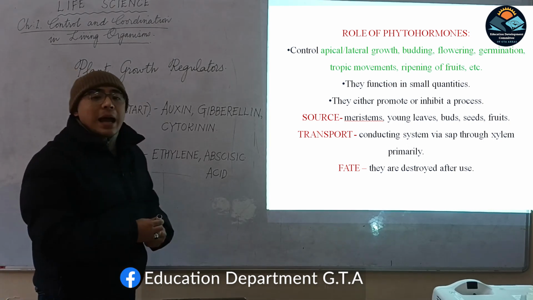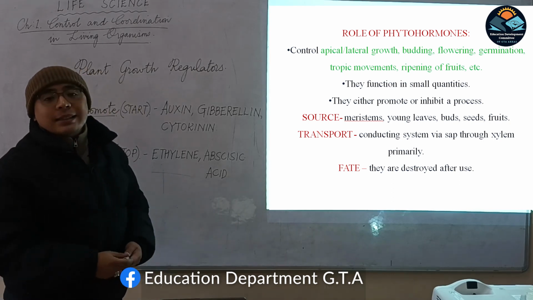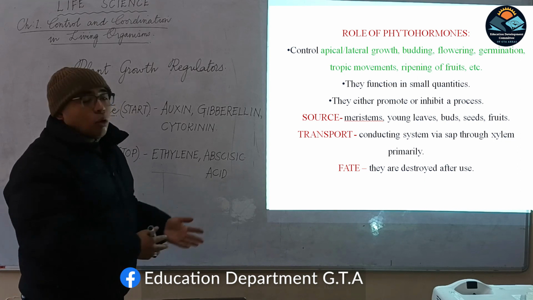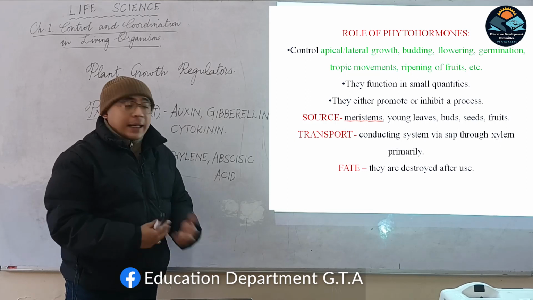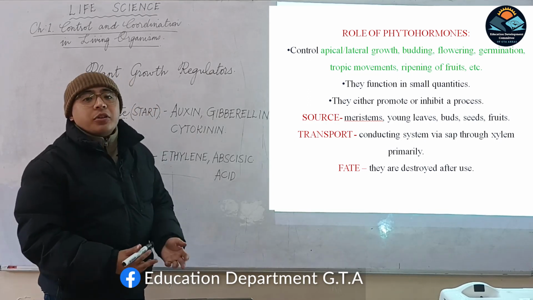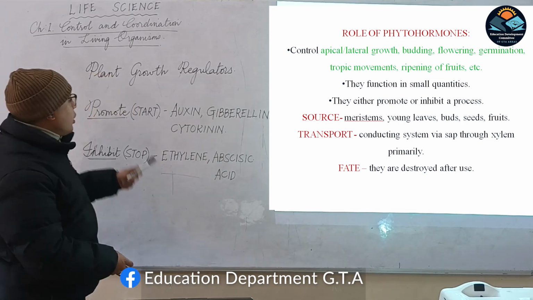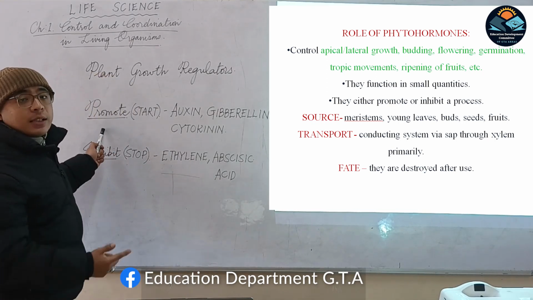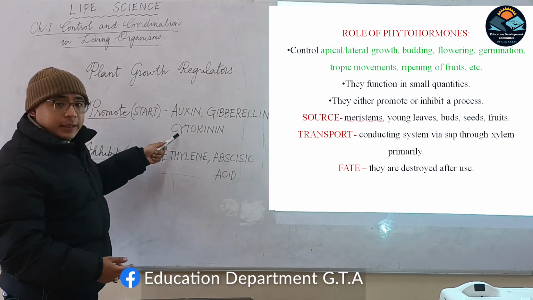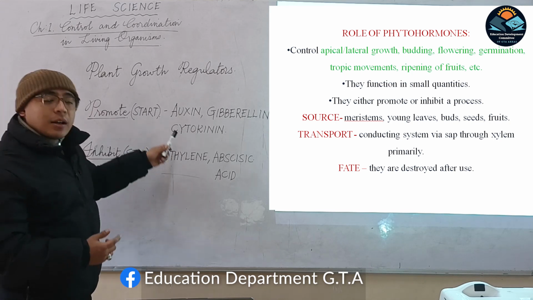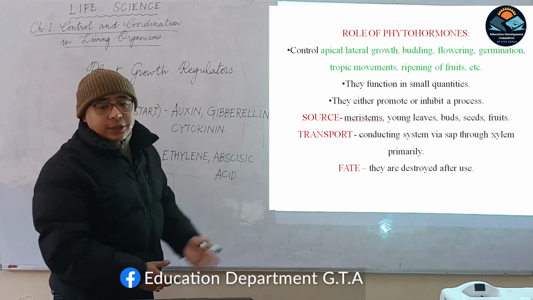And lastly, what happens to the phytohormones after their use? They are destroyed after use since they cannot be stored. So, phytohormones need to be continuously produced in the plant. Now, moving on to the next slide, we are going to talk about the different types of phytohormones. As I've already told you earlier, we are only going to discuss the first group known as the promoters: auxin, gibberellin and cytokinin. They are called promoters because they start a process. So the first hormone that we are going to look at is auxin.